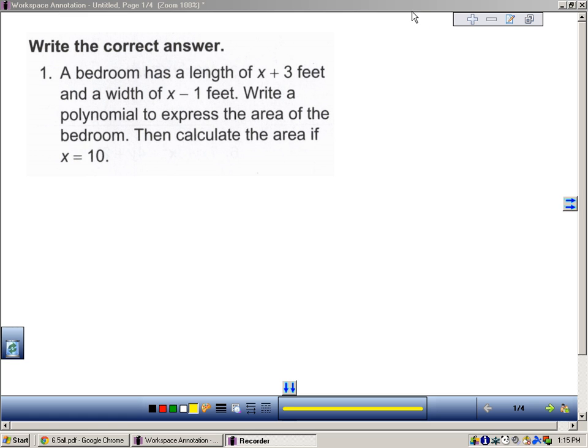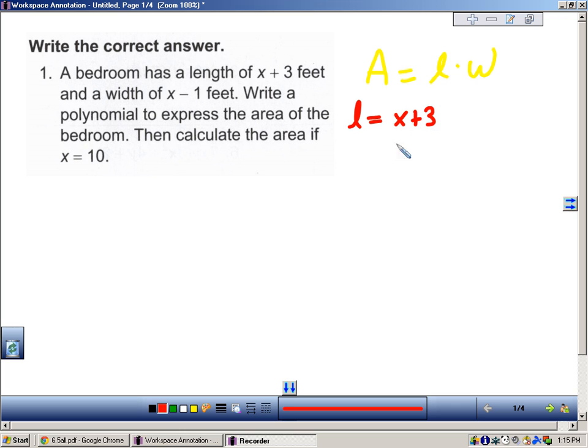So we're assuming that the bedroom is a rectangular shape, and so we know that the area of any rectangle is length times width. Now I'm going to change my pen color. Yellow is often difficult to see. And so we know that the length, according to the information here, of the bedroom is x plus 3 feet. And we're also given that the width is x minus 1 feet.